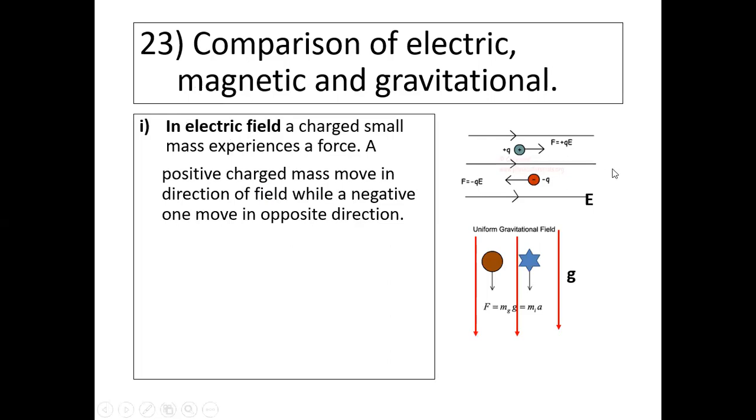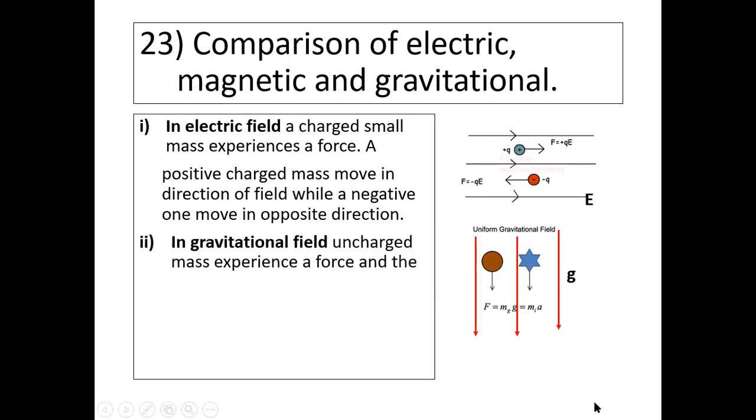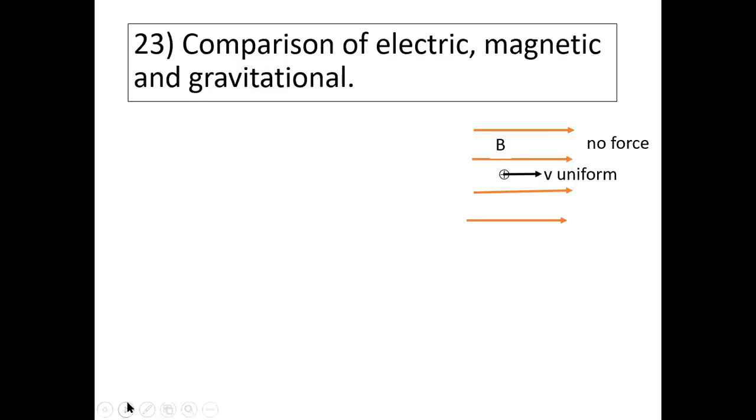Here's gravity, g, pulling you down. Doesn't matter about the shape of the mass, it will always move downwards, only one direction. In a gravitational field, an uncharged mass experiences a force, and the force on the mass is given by the formula W equals mg.